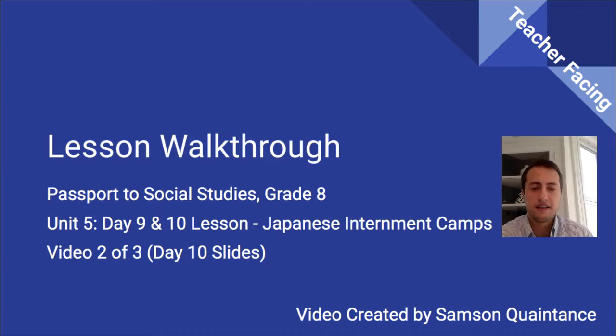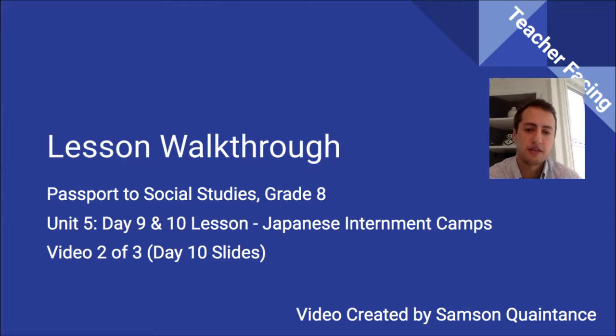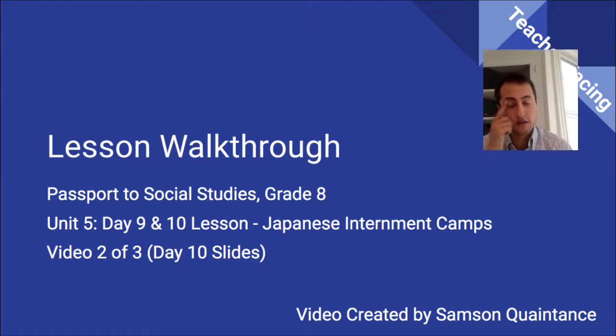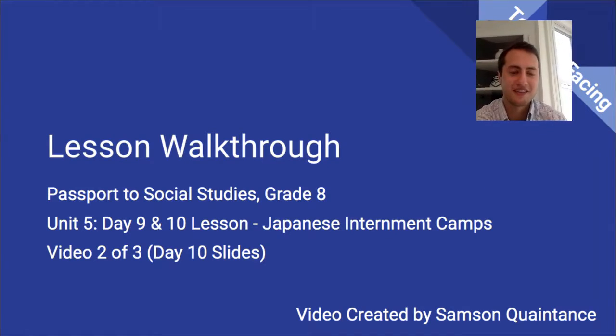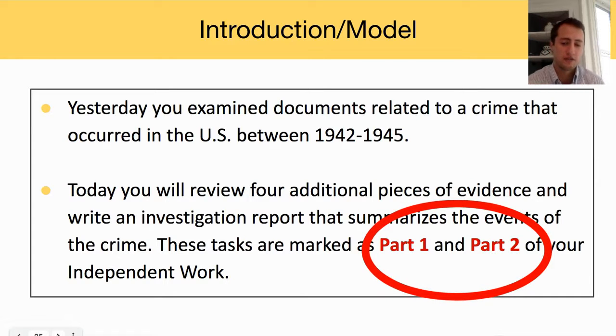In the day 10 lesson, which is the second lesson of the Japanese internment 2-day lesson, students are going to continue examining documents, but today it's going to be focused on photographs and images. And this is the directions on the slide for day 10, that they're going to examine 4 additional pieces of evidence, and then that the tasks are marked as part 1 and part 2. I do think that's a little confusing.